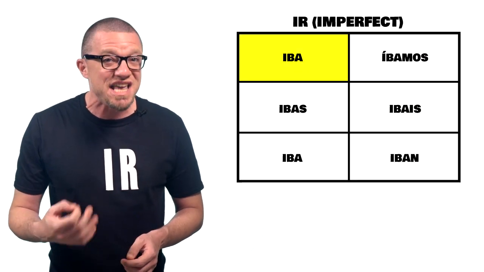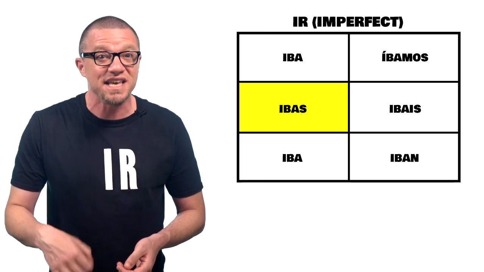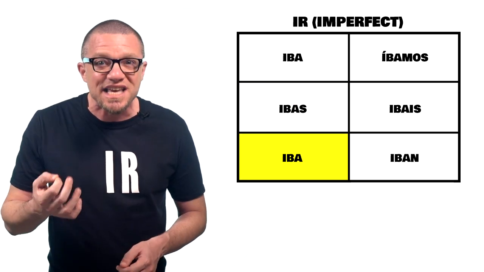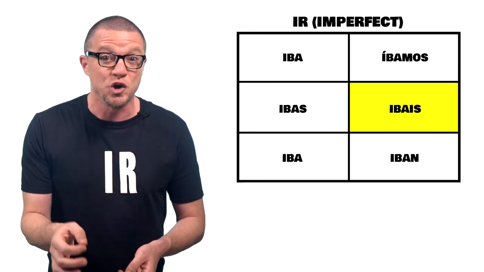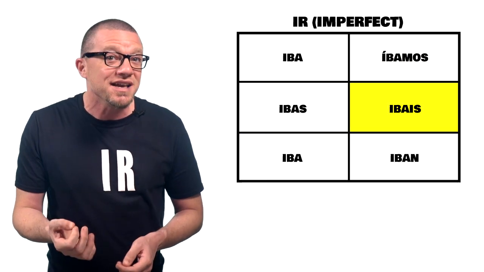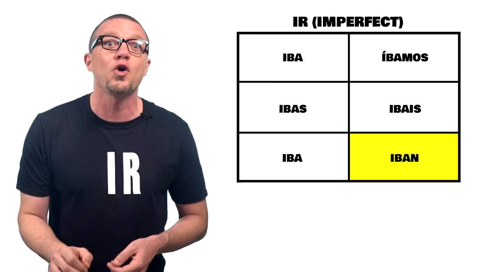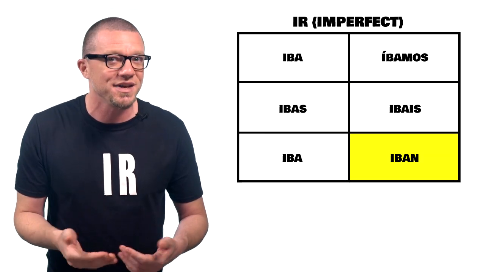I was going is iba. Normal, you were going is ibas. Formal, you were going is iba. So is he was going and she was going. We were going is íbamos. Normal, you all were going is ibais, solamente en España. Then formal, you all were going and they were going is iban.